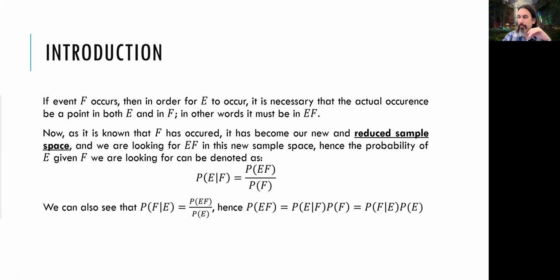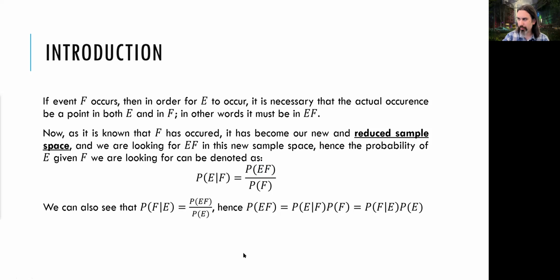So if E given F is written like this, then F given E will be written like this. As you can see, the only difference is in the denominator. Instead of F, we have E here. They both have a common numerator, which is the probability of EF. We can just take this common part and make them equal to each other.